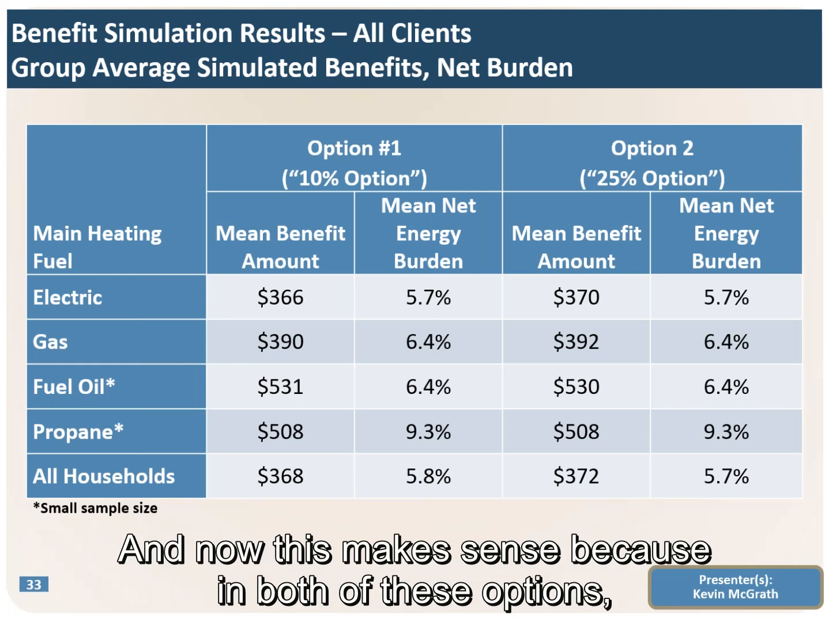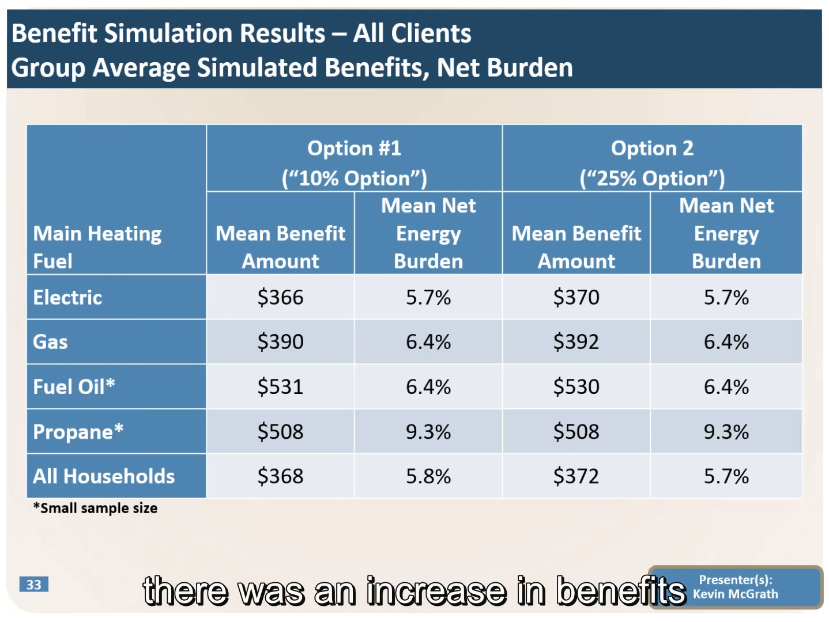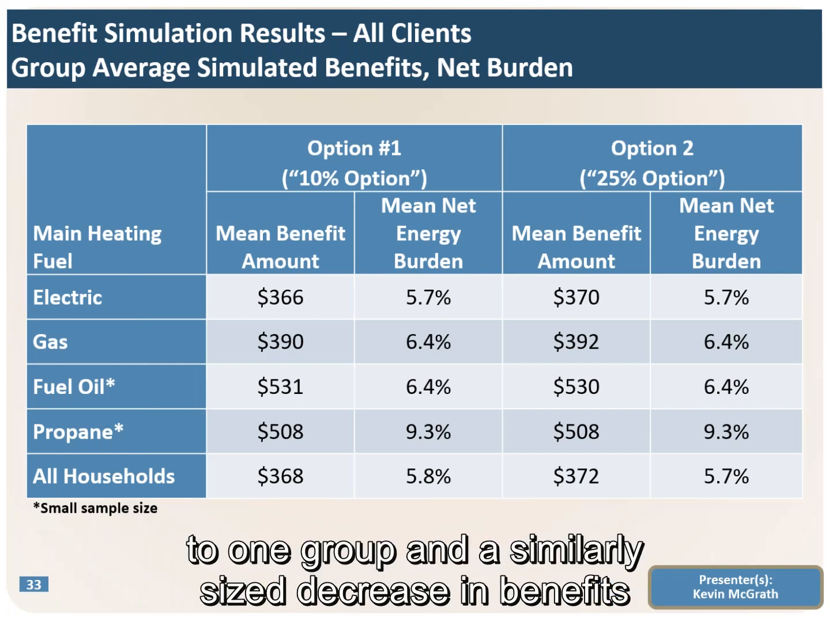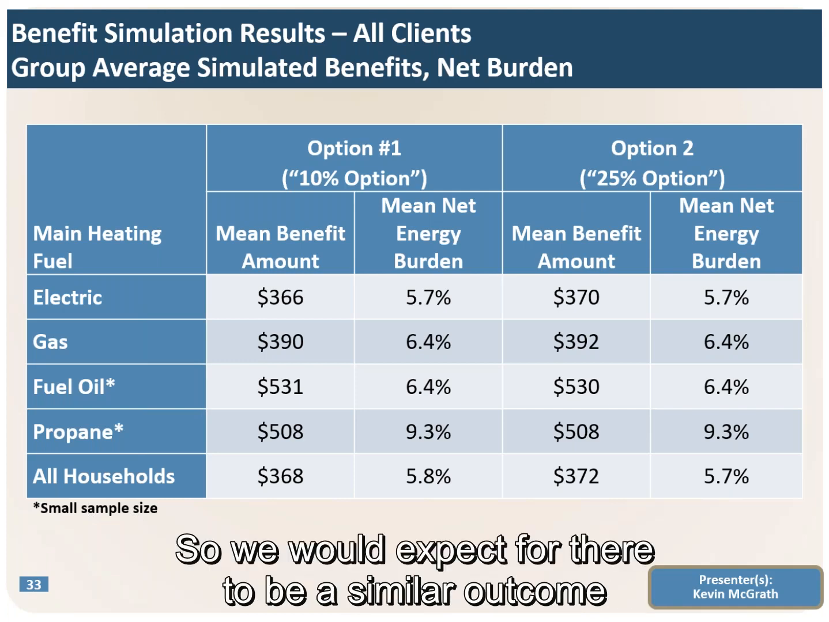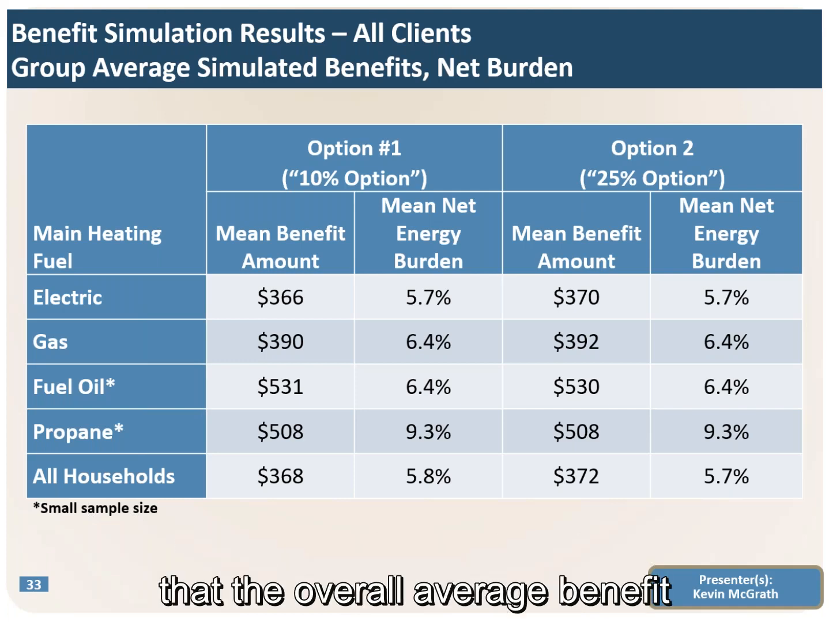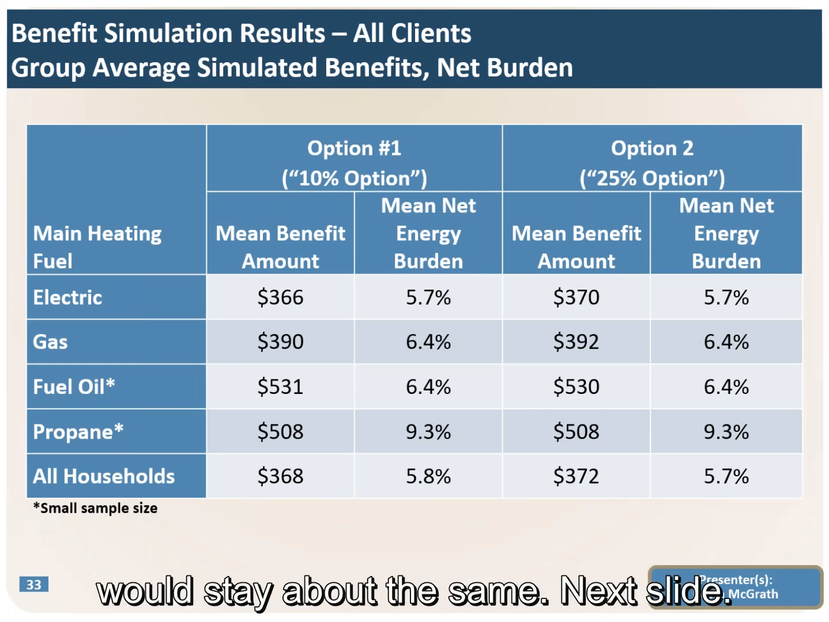And now this makes sense because in both of these options, there was an increase in benefits to one group and a similarly sized decrease in benefits to households in another group. So we would expect for there to be a similar outcome, that the overall average benefit would stay about the same.